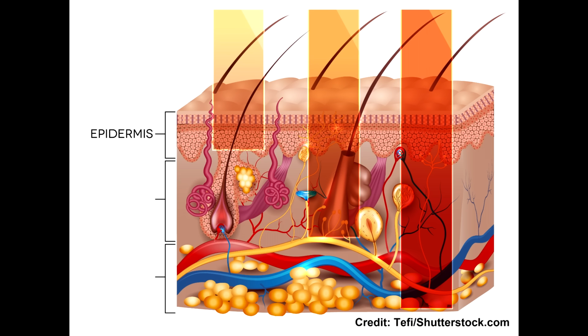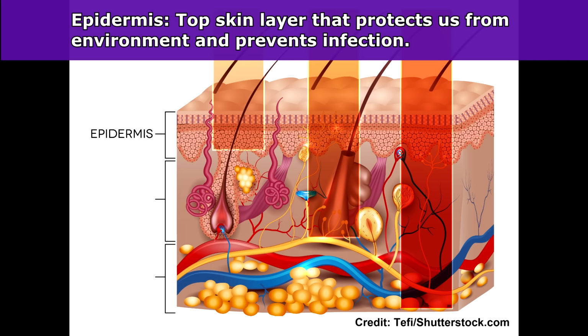Okay, so what's our top layer? What's it called? The epidermis. And it's very thin compared to the dermis, and it keeps us protected from environmental hazards, and it's great in preventing infection. So if we lose that layer, we're at risk for infection.